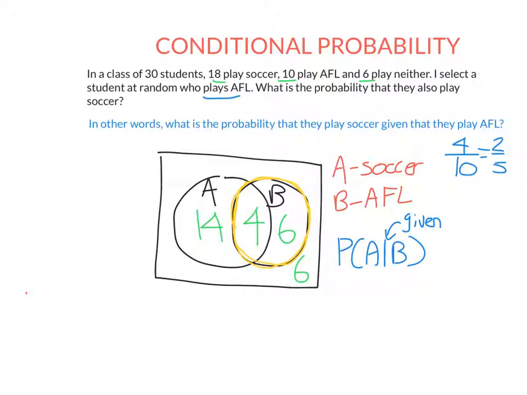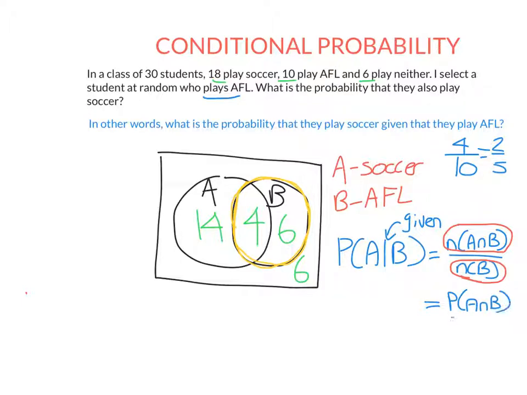To come up with a formula, what I did was calculate the number that are in A and B and divided it by the number that are in B. Because what I was saying was, I know I'm in B, so I figure out how many choices I have in the B circle and how many of those choices are also in the A circle. So I can also write this without numbers as probability of A and B over the probability of B. That formula would work.